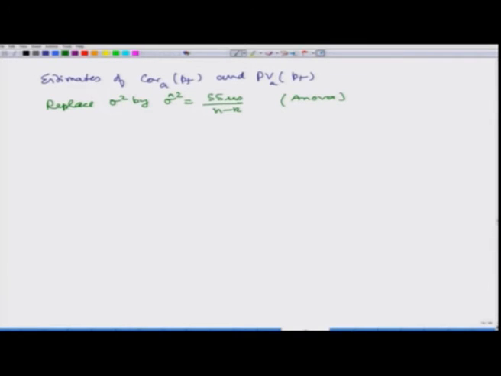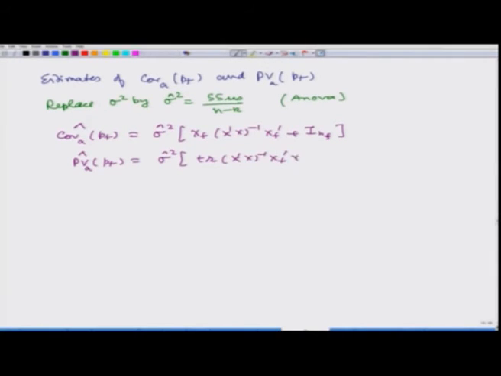Okay. So, once I do this, the estimate of the covariance matrix of PF when it is used for actual value prediction comes out to be sigma square hat times XF (X transpose X) whole inverse XF transpose plus the identity matrix of order NF. And an estimate of the predictive variance of PF when it is used for actual value prediction comes out to be sigma square hat times the trace of (X transpose X) whole inverse XF transpose XF, plus NF.